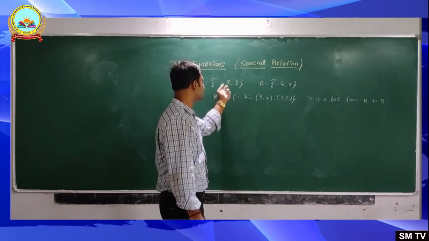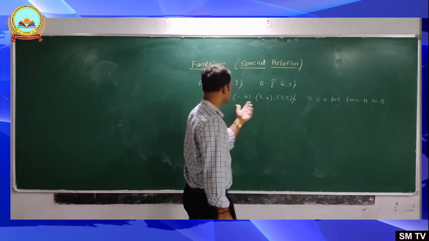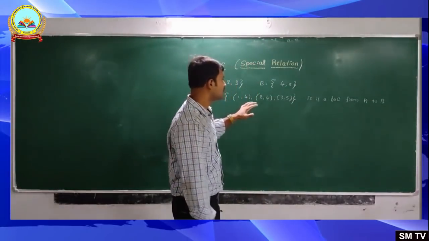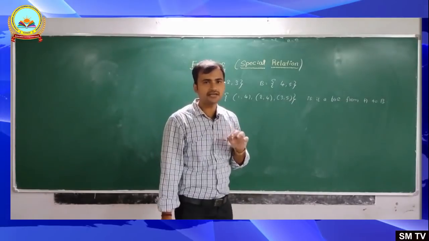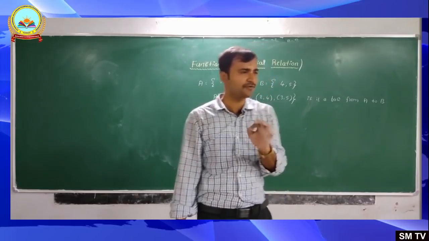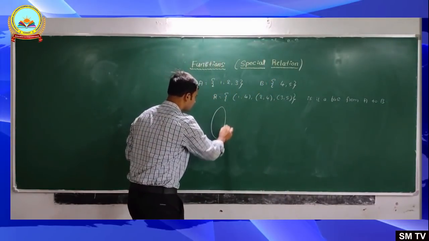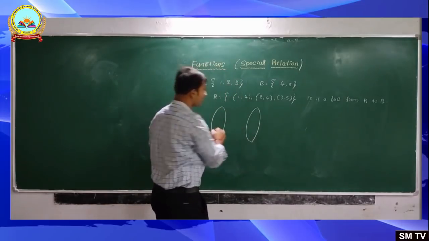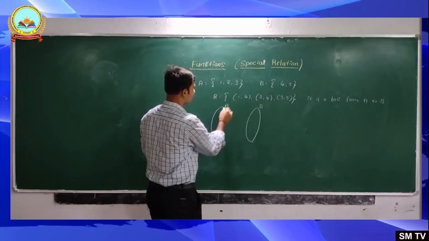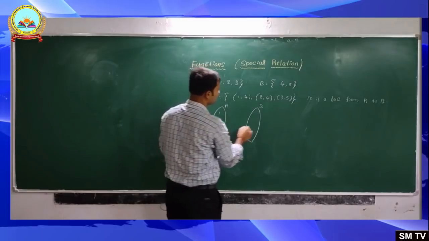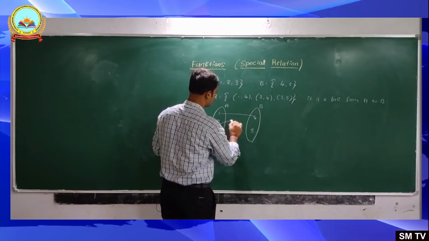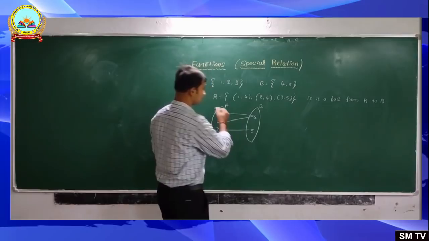If you consider A cross B, definitely it contains (1, 4), (1, 5), (2, 4), (2, 5) like this. Definitely this R is a subset of that Cartesian product. Therefore it's a relation. To identify whether a relation is a function or not, the very beautiful idea is the arrow diagram. You have a set A, you have a set B, and you have 1, 2, 3 here, and 4, 5 here. Then 1 to 4, 2 to 4, 3 to 5.